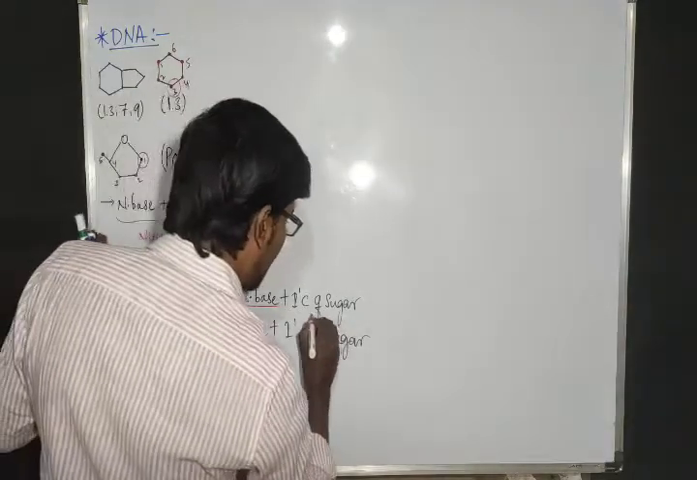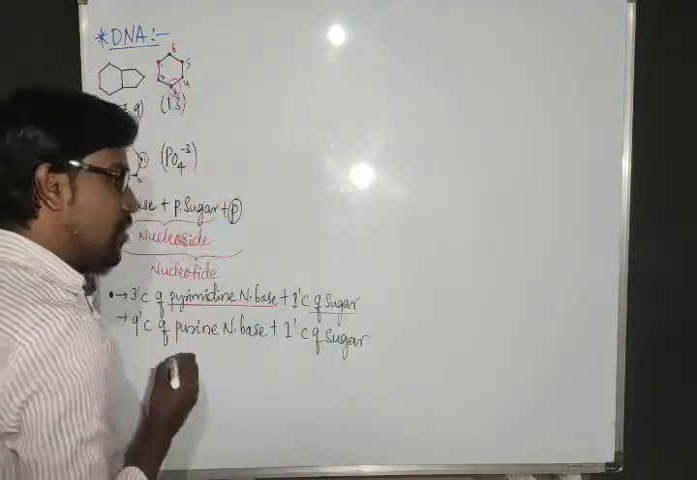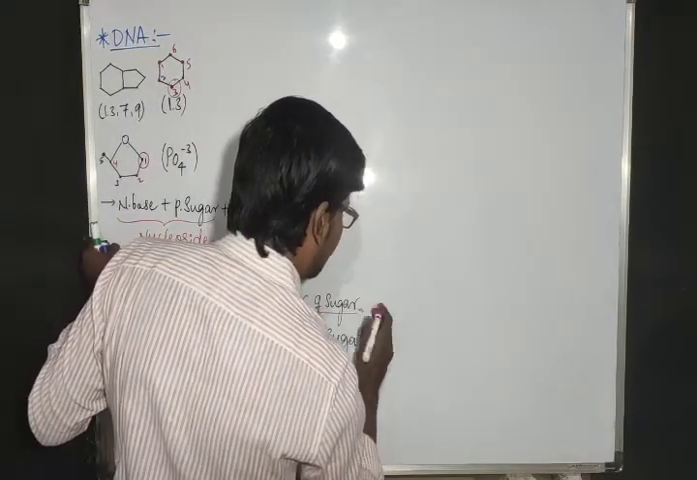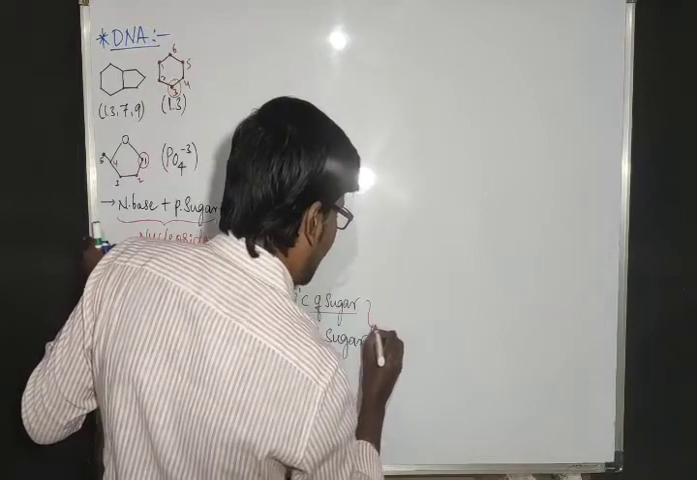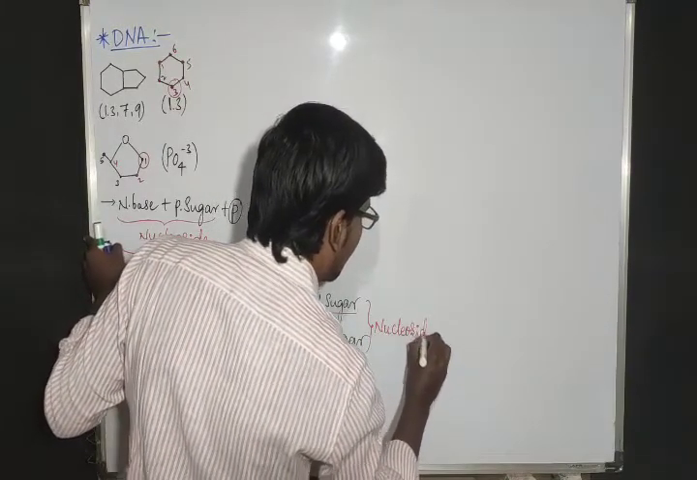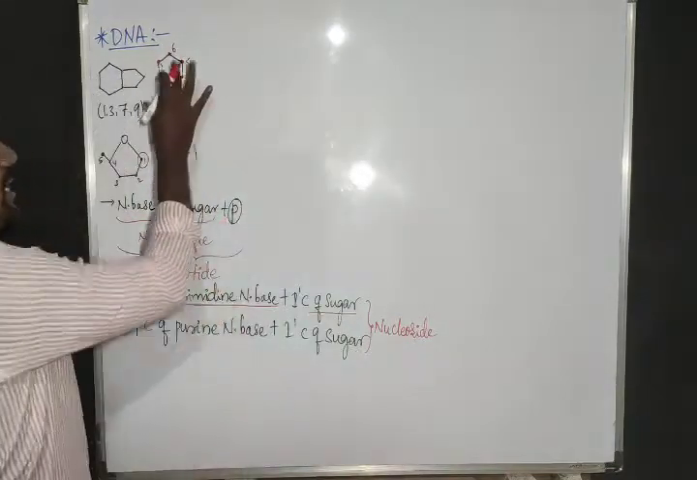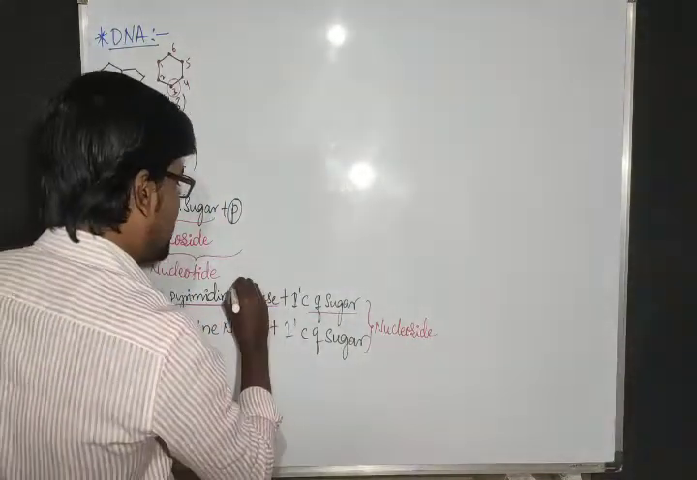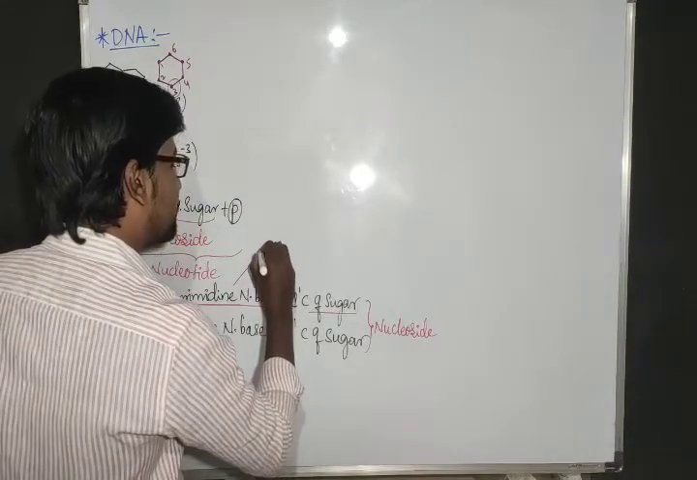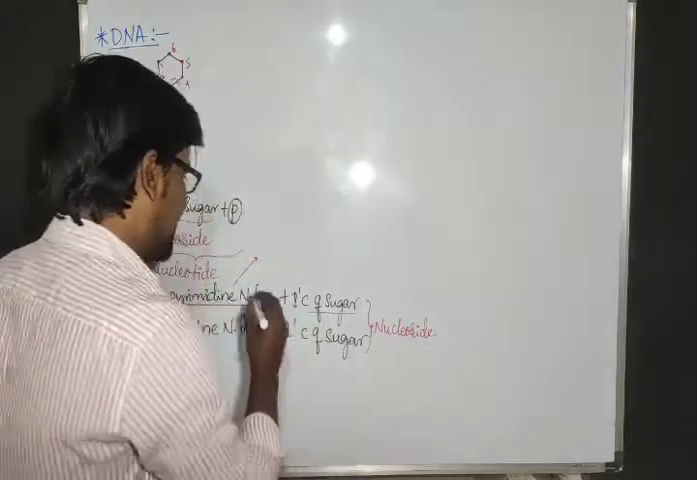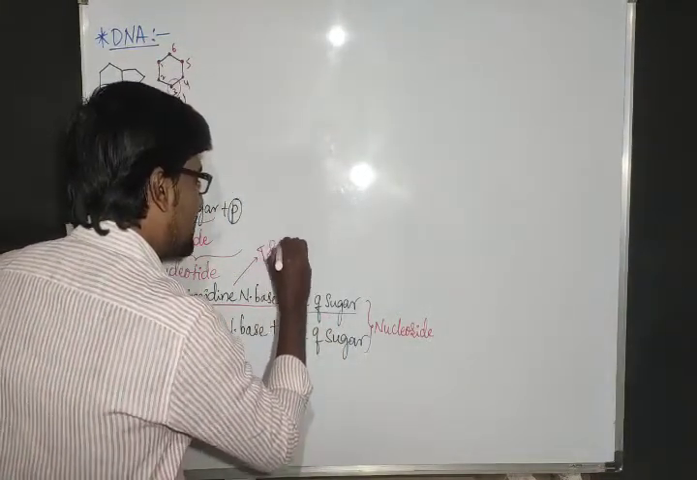So now both are joined here. After joining, we are going to get a nucleoside. What are we getting? Nucleoside. In this case it is the pyrimidine. Already we know, what are those pyrimidines? There are two pyrimidines, which are those? Thymine and cytosine.